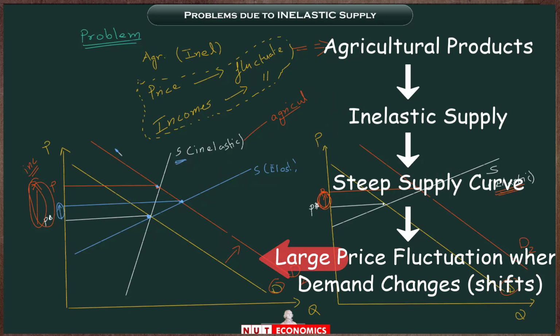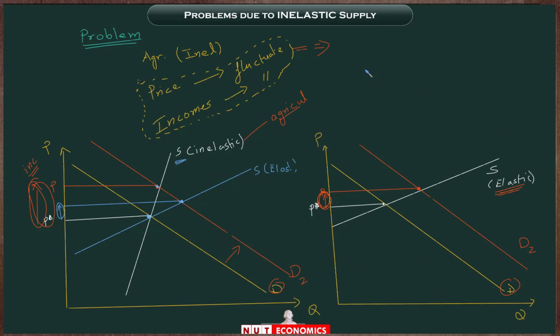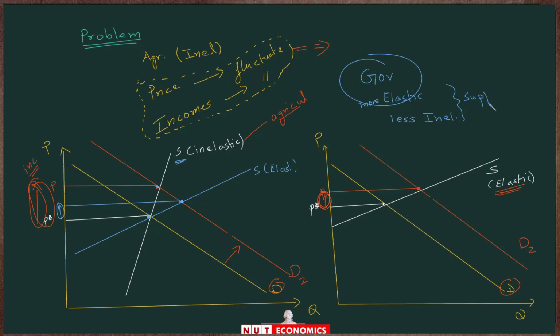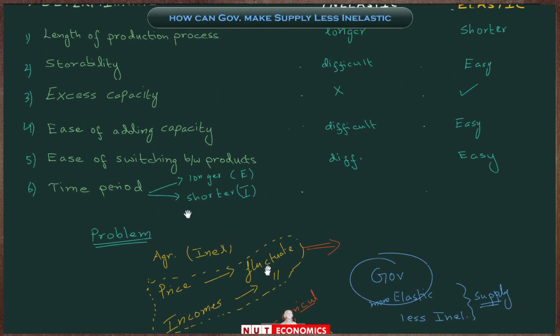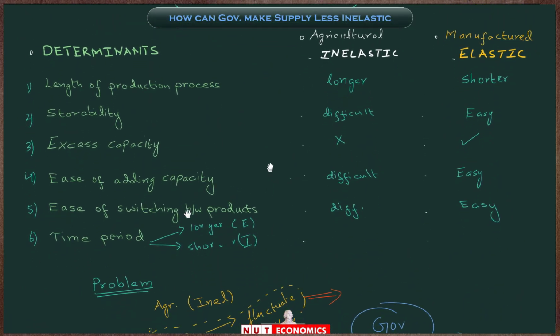And then finally, the examiner will ask you, okay, what can the government do in order to make the supply of agricultural products more elastic? Or sometimes he will say, what can the government do to make the supply of the agricultural products less inelastic? So it means the same thing. Making something more elastic or less inelastic means the same thing. So what can the government do to do this to the supply of agricultural products? And to answer that question, all we need to do is go back to the determinants of PES that we discussed previously.